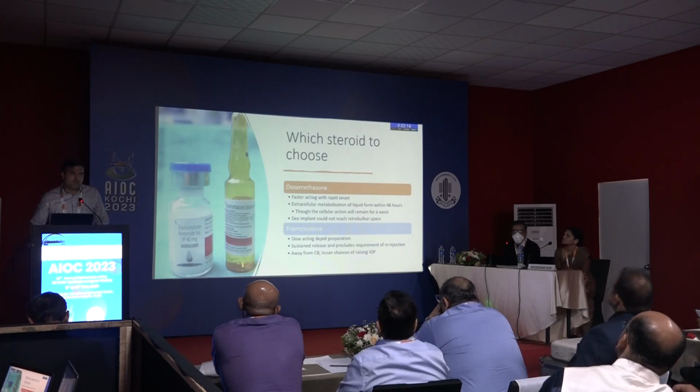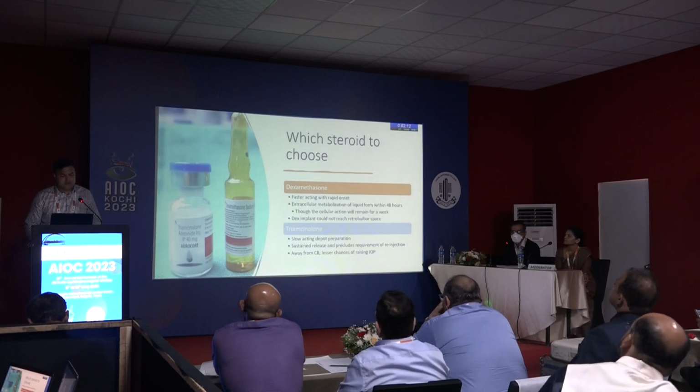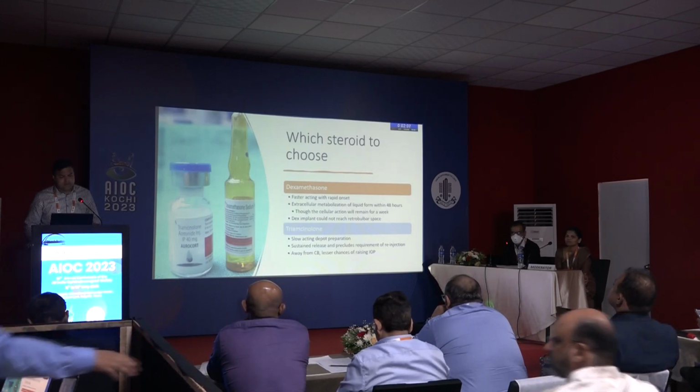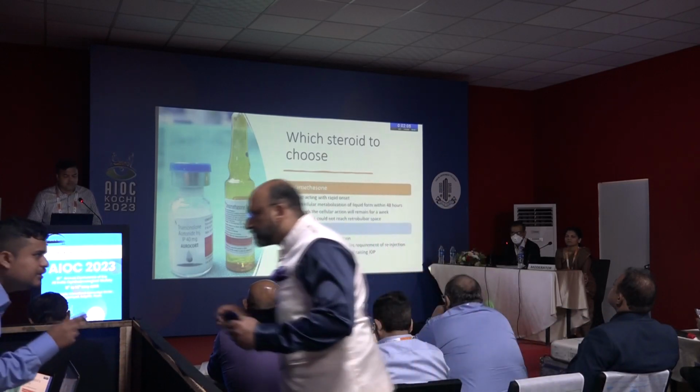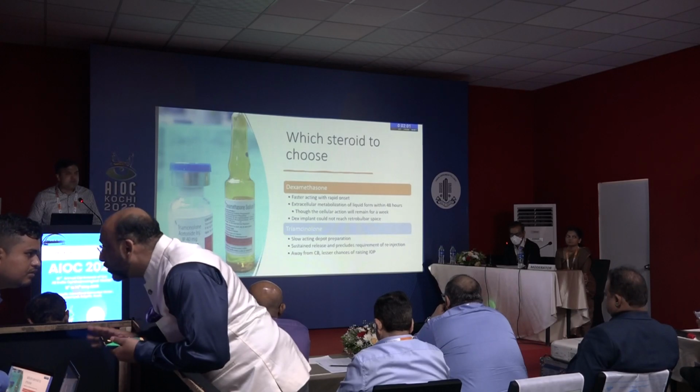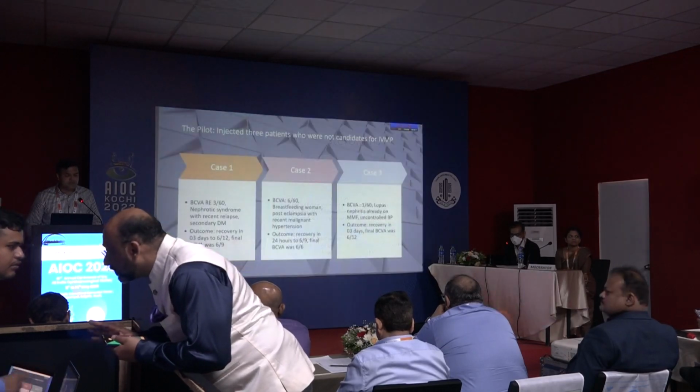So we had dexamethasone, which was faster acting, but within 48 to 72 hours it is disappearing from the extracellular space, and the implants could not reach that space, whereas the triamcinolone was slightly slower acting. So we decided to make a cocktail of the two in a 2 ml mixture and use it.